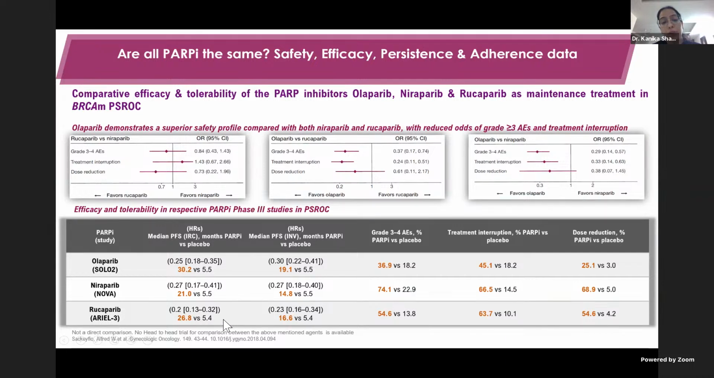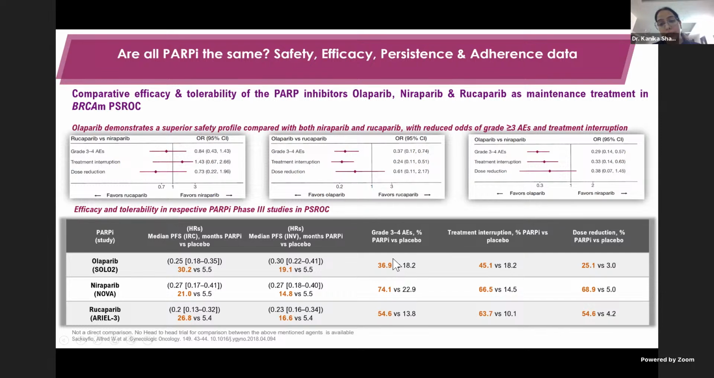So when we talk about the placebo in stage 3 and 4, it is 5.5 to 5.4 months only in all the studies. If you compare the studies, olaparib has a significant prolongation of the DFI period, that is 30.2 months, more than 2 years, as compared to 21 months with niraparib and 26 months with rucaparib. And even when we talk about the hazard ratios and the median PFS versus placebo, there is a significant benefit seen.